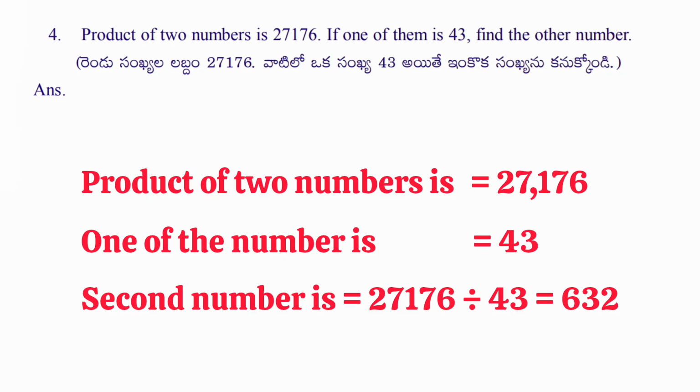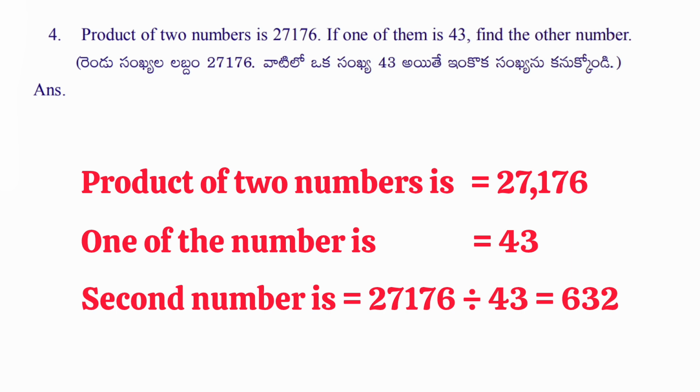So to find out the other number, what do we have to do? We have to divide the total by one number. So let's see, the second number is 27,176 divided by 43. If you do the division, you will get the answer as 632. Therefore, the other number is 632.